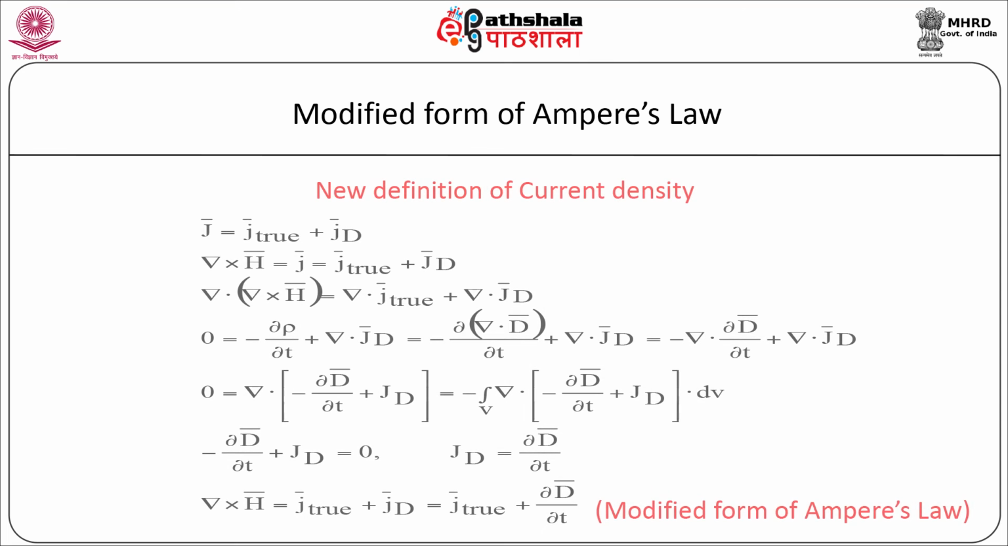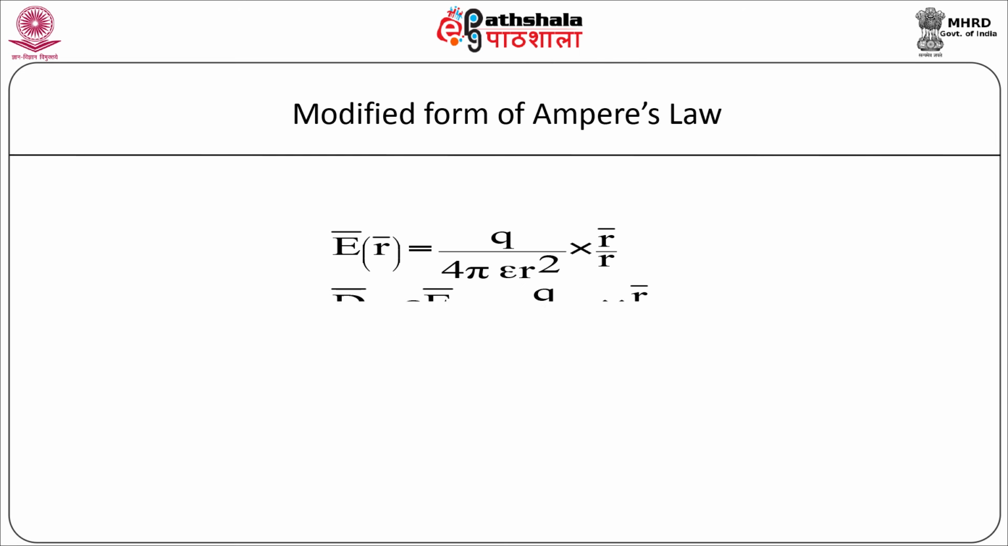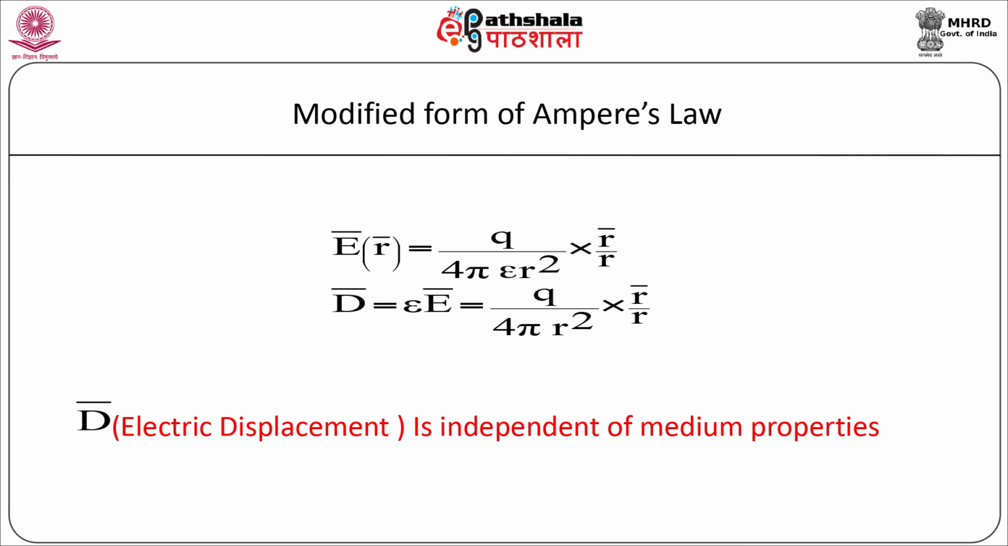Maxwell modified the concept of current density as J is equal to J true plus Jd, where J true is the conventional current density wherein the electrical charges physically move. Using the new definition of current density, Maxwell obtained Jd is equal to dabba D by dabba t. With this term, he obtained del cross H is equal to J true plus dabba D by dabba t, which could explain the fields of time dependent as well as time independent current densities. Note that the electric displacement vector D can describe the electric field at a point independent of the medium parameter permittivity.